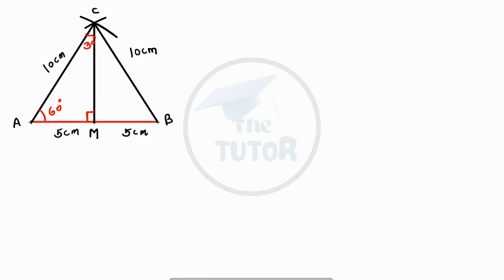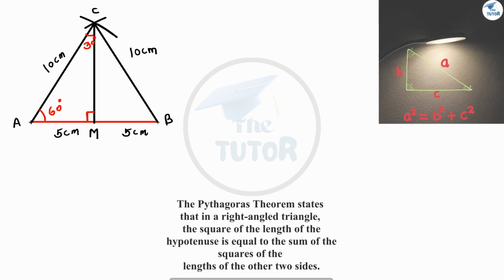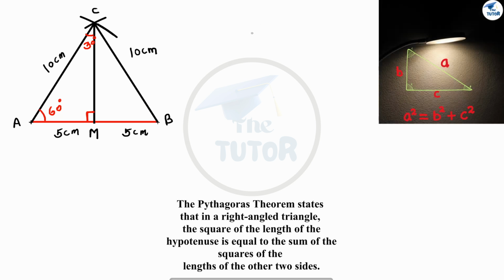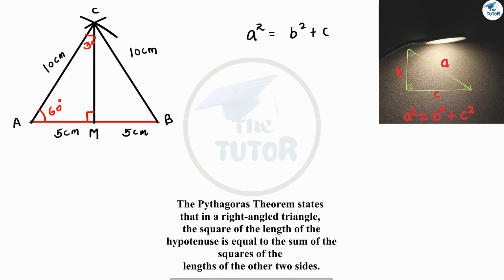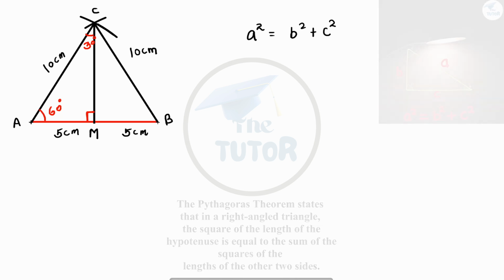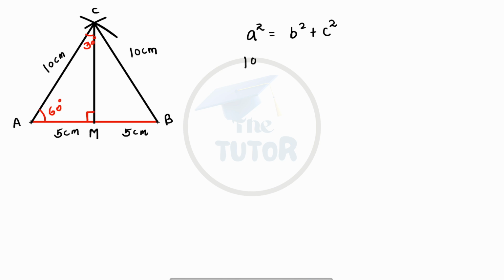We have AC, we have AM. Can't we find CM? The theorem is Pythagoras theorem, which is A squared plus B squared is equal to C squared. What is A? That is 10. Of course, the hypotenuse is C. B is equal to 5, let's say. And the third side is what we don't know. So in place of that, I'm going to write CM squared.